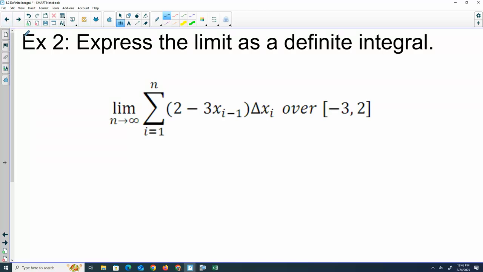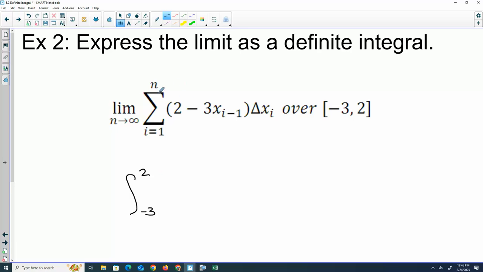This one, I'm asking you to take this limit and change it back into an integral. So I'm not even asking you to calculate it, just can you write it and tell me what it means? So my integral, where would it start? Negative 3.